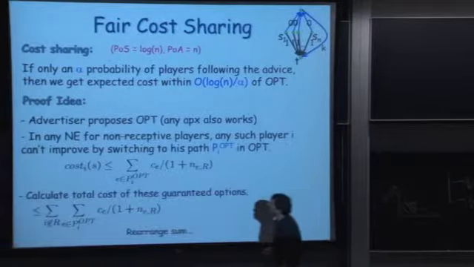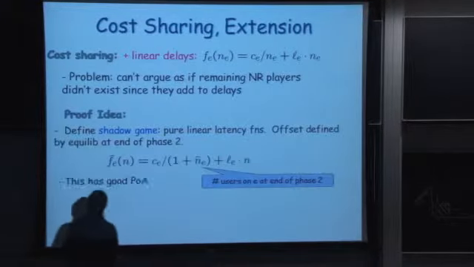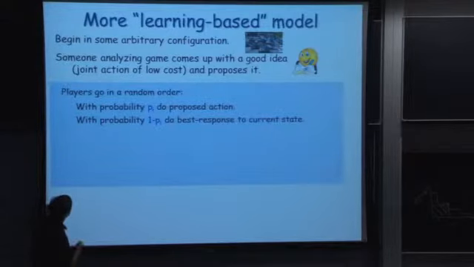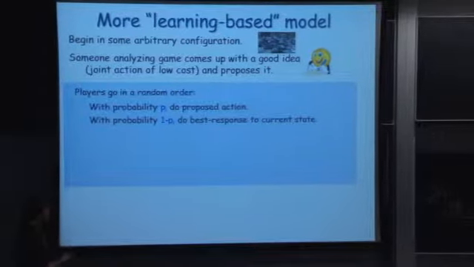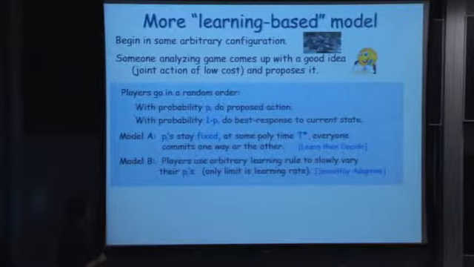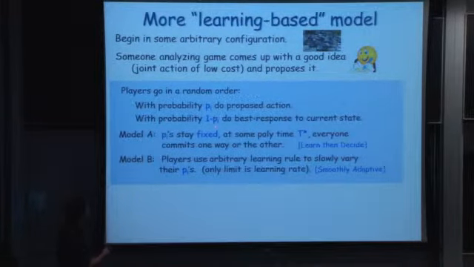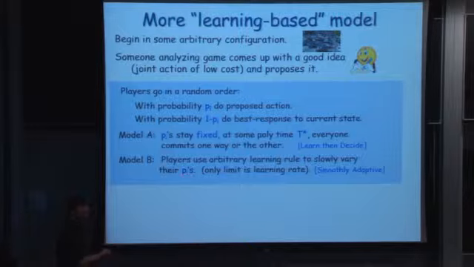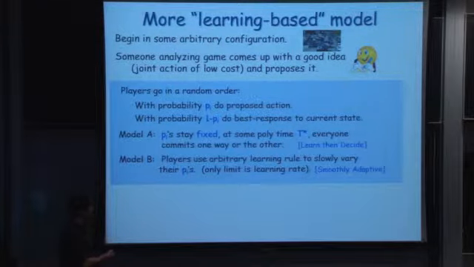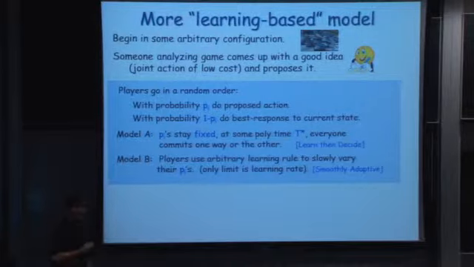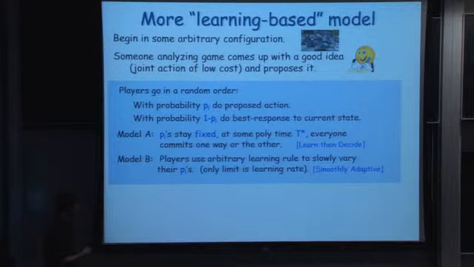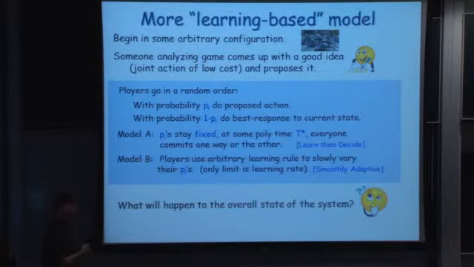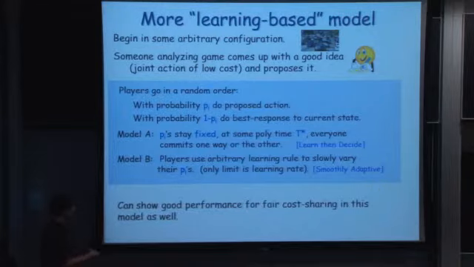So I'm not going to go through the proof. I'm just going to end. You can do a more learning-based model, where rather than having two classes of players who individually flip coins to decide whether to do the proposed action or do best response, you use a learning rule like randomized weighted majority or any other learning rule. As long as it changes the probability slowly, you can try to get them to work, and so you can analyze that as well, and then say what happens to the overall state of the system, and you can get some nice guarantees for cost sharing in this model.